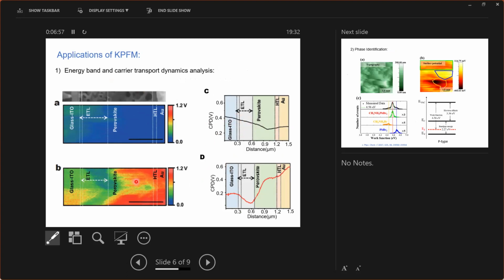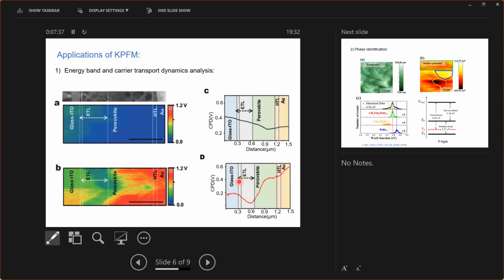Now if we shine white light, then there will be electron and hole generation. The electron will come to the electron transfer layer, and the hole will come to the hole transfer layer. As electrons come to the electron transfer layer, the work function decreases, and as the work function decreases, the CPD value also decreases in the electron transfer layer. In the hole transfer layer the work function increases. It is difficult to remove an electron from the hole transfer layer, so the work function is high in the hole transfer layer.